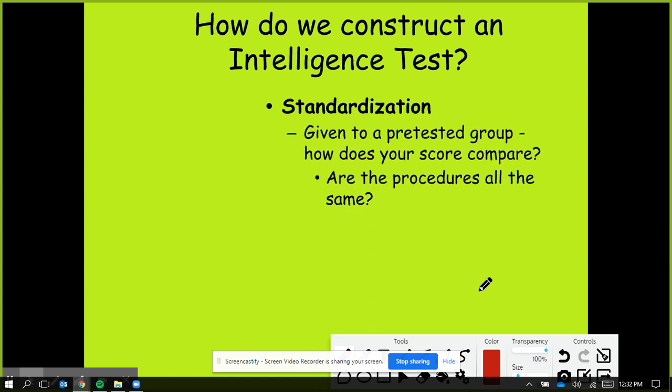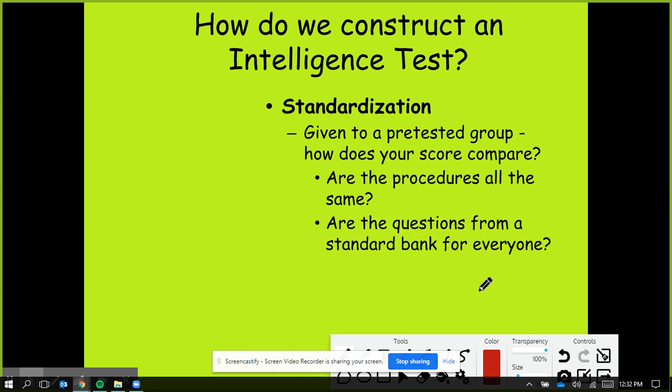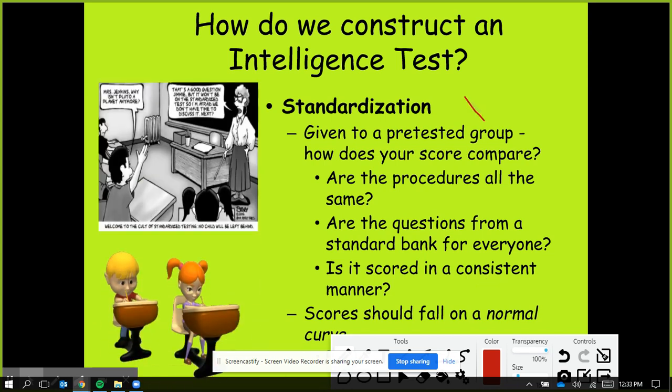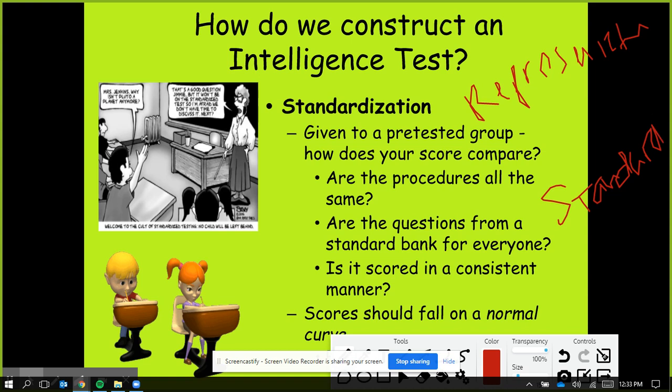A standardized test is a test that has been standardized, meaning it is a test that has been given to a pre-tested representative sample, and based off of that they understand that the information on it is information that is standard. And from that, they are able to get a range of scores, and you're able to see how your score compares to other people's.